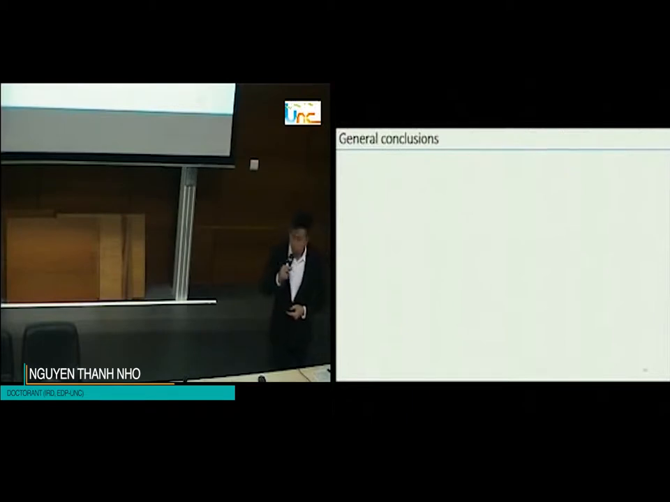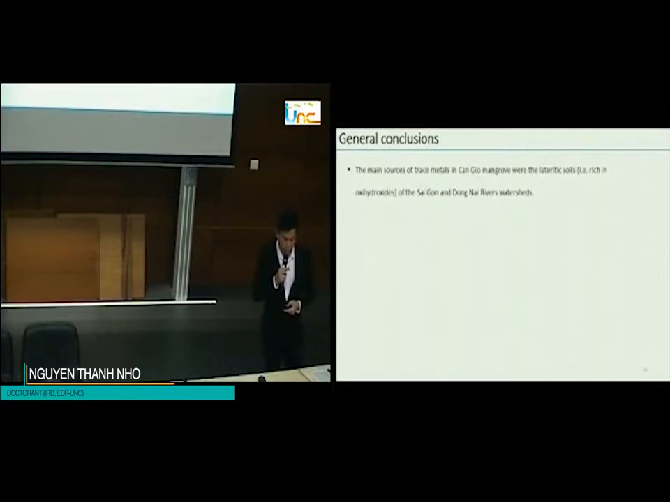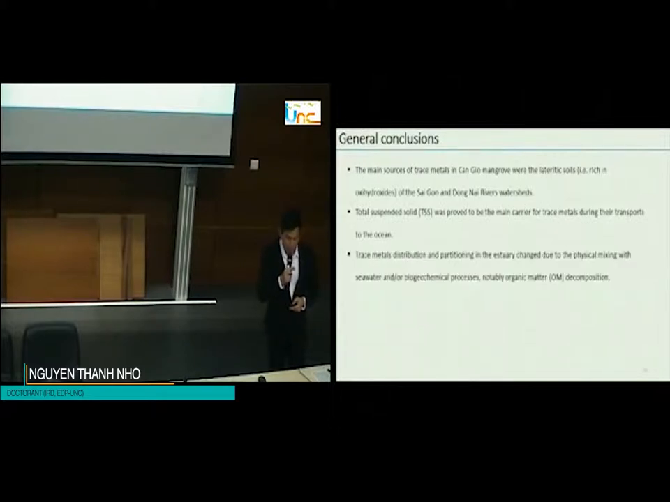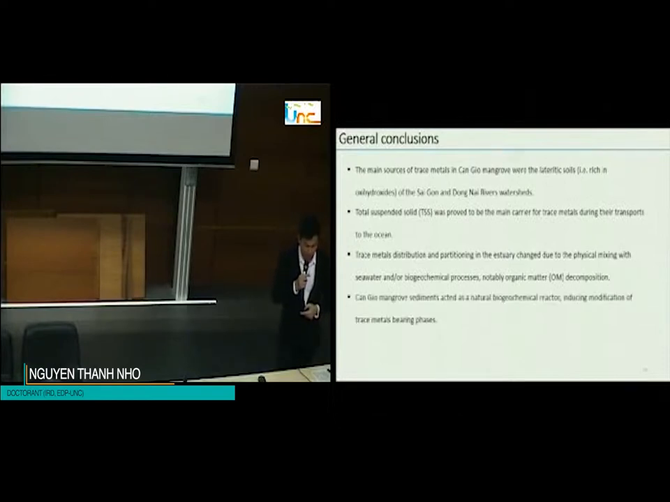And finally, for the general conclusion, the main source of trace metal in the Can Gio mangrove were the soil of Saigon and Đồng Nai River watersheds. Total suspended solids were proved to be the main carrier of trace metal during their transport to the ocean. And trace metal distribution and partitioning in the estuary chain is due to the physical mixing with seawater and biogeochemical process. Can Gio mangrove sediment acted as a natural biogeochemical reactor, inducing modification of trace metal host phase.